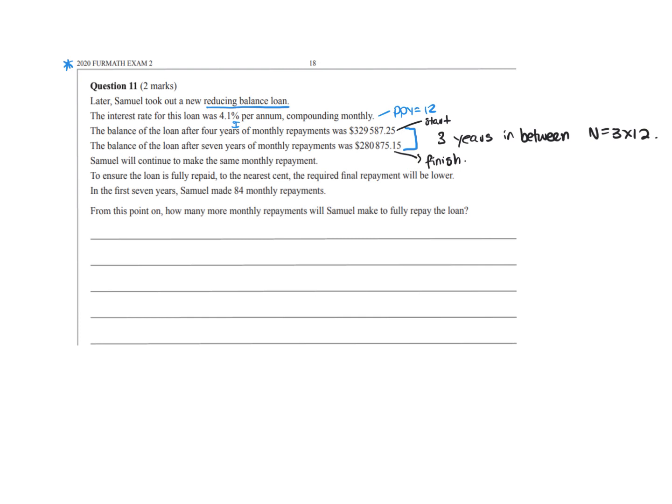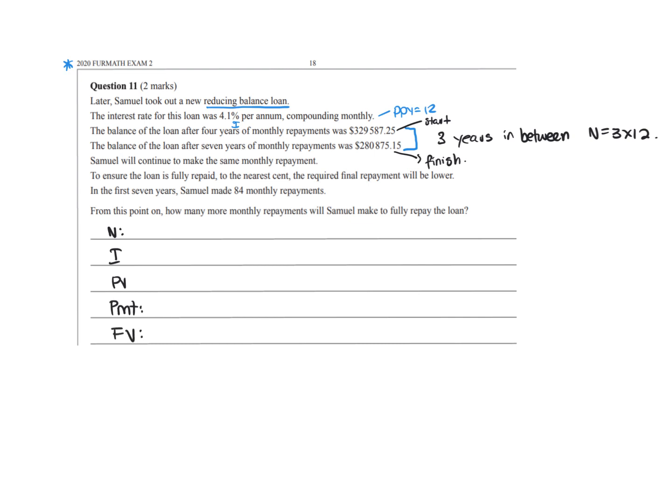So if we wrote down, we're trying to find what N is, but it says how many, from this point, how many more monthly payments will he have to make? So he's at the 7-year mark, he still owes that much, and we want to know how long it's going to go for. So we've got a few things missing. We can't go straight to that answer. So I'll show you what we're missing. We don't know how long it's going to go for, but we also don't know the payments.